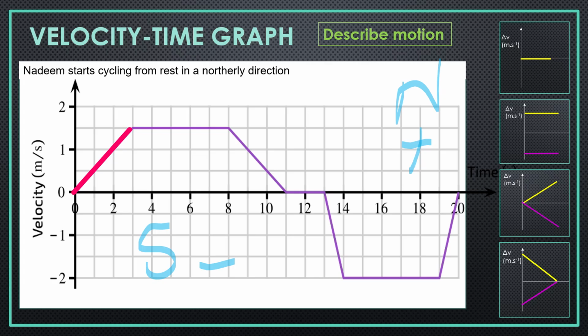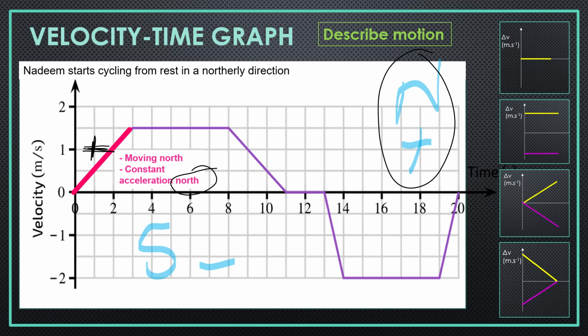The first part of our graph from 0 to 3, the object is above the x-axis, so it is moving north and it's moving at a constant acceleration north. Now this north acceleration means that the gradient is positive and therefore the acceleration is positive. But we don't say a constant positive acceleration. Please do not say that. Instead of positive, you need to say north, because north represents the positive direction. So do not say moving in a positive direction with a constant positive acceleration. Do not use that word positive. Positive is north, so you need to say north.